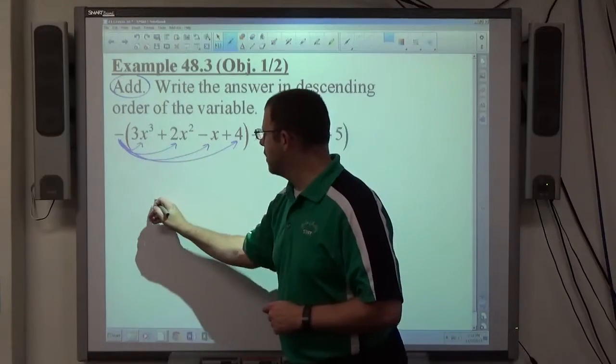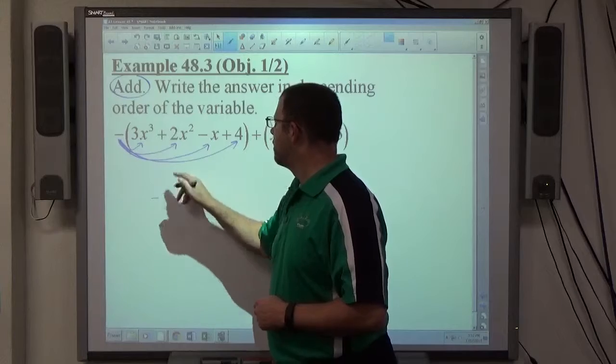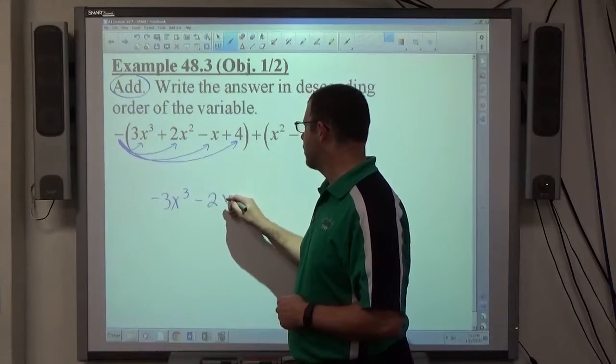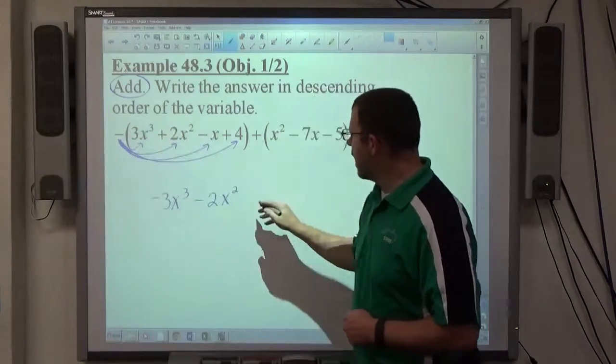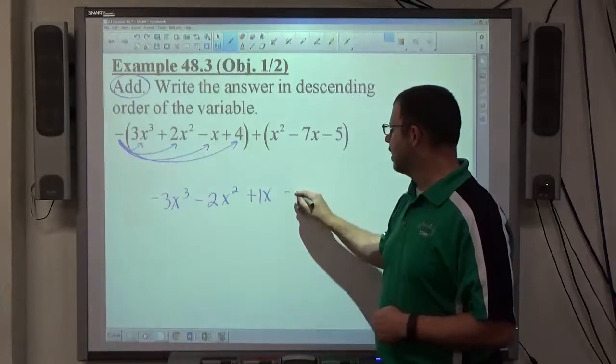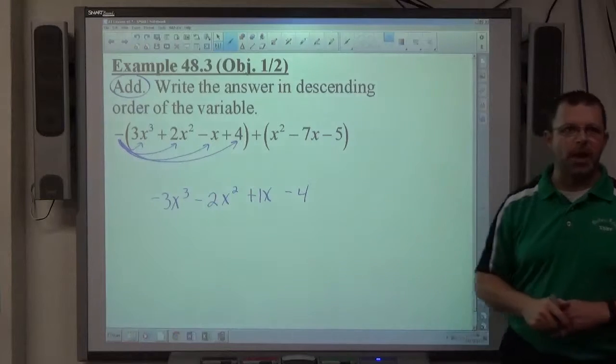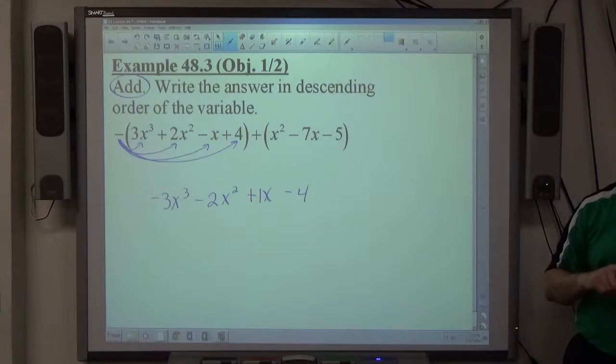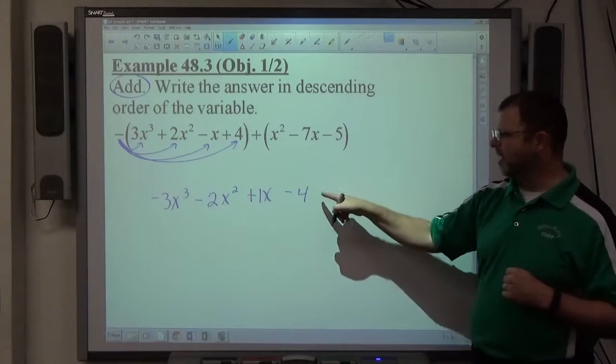So 3x cubed becomes negative 3x cubed. Positive 2x squared becomes negative 2x squared. Negative x becomes positive x, and I'm going to make it 1x. And positive 4 becomes negative 4. Notice every power of x has been accounted for there. Third power, second power, first power, constant. Constant's x to the 0, by the way.